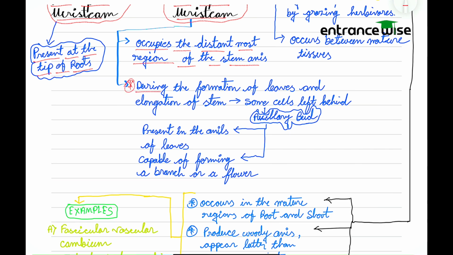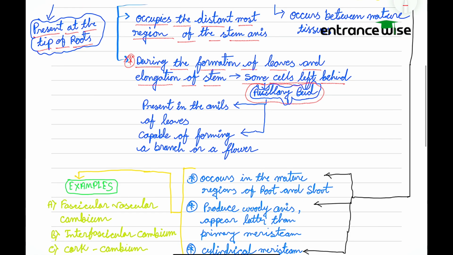Here we have another thing. During the formation of leaves and elongation of the stem, some cells are left behind and they form the axillary bud. Why is the axillary bud important? Because the axillary bud helps in the formation of a branch or a flower. And where is it present? It is present in the axils of leaves.